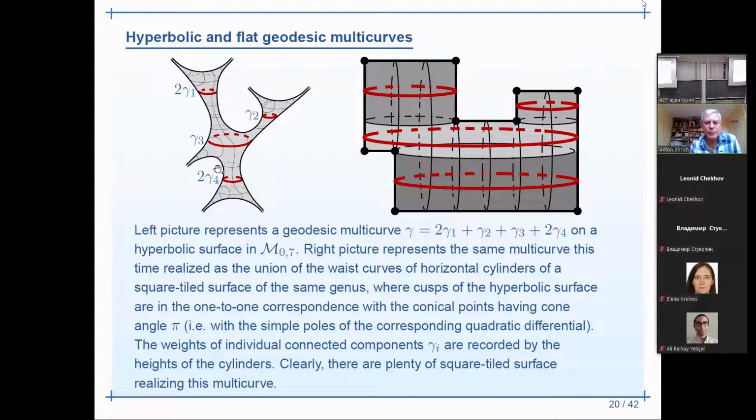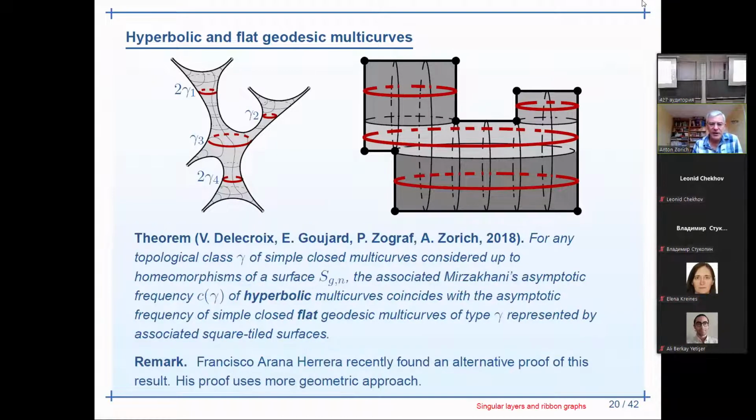Gamma 2 here, gamma 3, and here again 2 gamma 4 because it's not one band but two horizontal bands of squares. And now, in the first lecture, we were counting square tile surfaces. In this lecture, we're counting multi-curves, and we can compute frequencies of multi-curves, but also we can compute frequencies of square tile surfaces corresponding to these particular multi-curves. So here's a theorem. Yes?